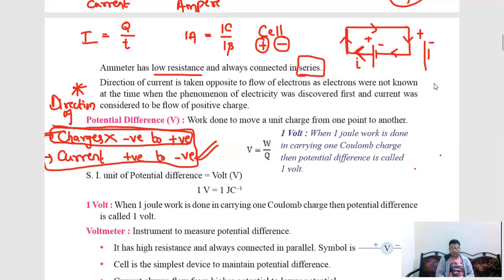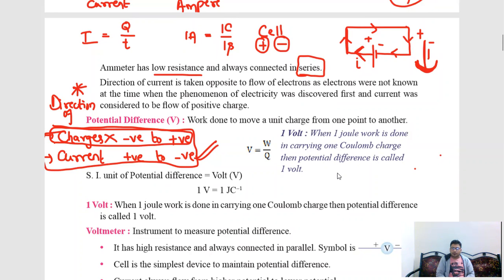So potential difference, simply to say, you know what is meant by difference: height difference, weight difference, like that. Here positive has high potential, negative has least potential, and if you compare between these, that is nothing but potential difference, represented with the letter V. Now what does potential difference mean? Work done to move unit charge from one point to another.